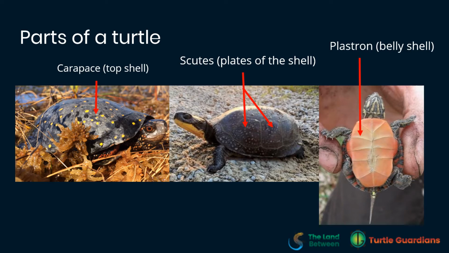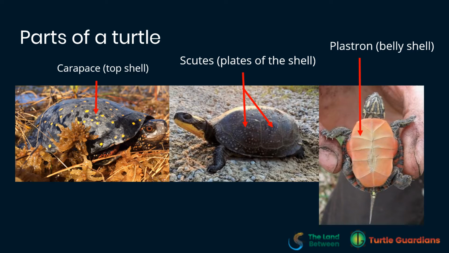So before we get into the specifics of each of those species, it's a good idea to talk about some general terms that are important to know when talking turtles. So when you think of a turtle, you think of its shell. What you're probably thinking of is its top shell. So a turtle actually has a top shell and a belly shell. The top shell is what we call the carapace, and the bottom shell is what we call the plastron.